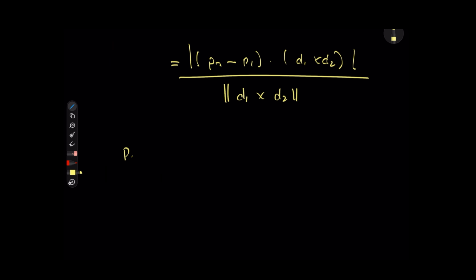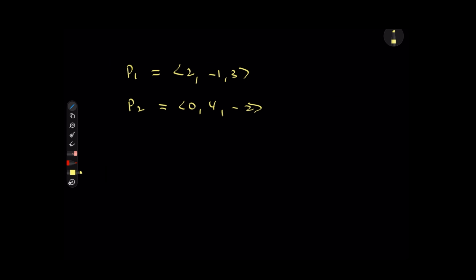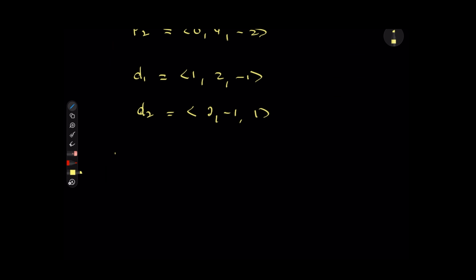So P1 is equal to, from the question, let me just go back up quickly. P1 is 2, negative 1, 3. P2 is equal to 0, 4, negative 2. Let's identify D1 and D2 now. D1 is equal to 1, 2, negative 1. And D2 is equal to 2, negative 1, 1. So therefore, let's find P2. So I'm going to do some side working first instead of inserting everything directly into the formula.